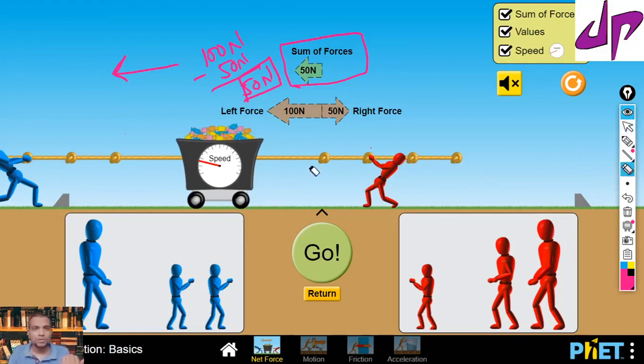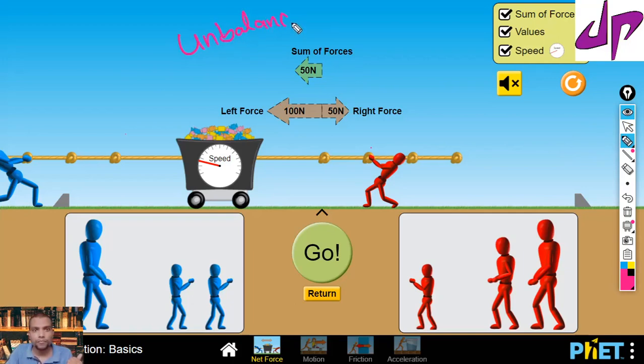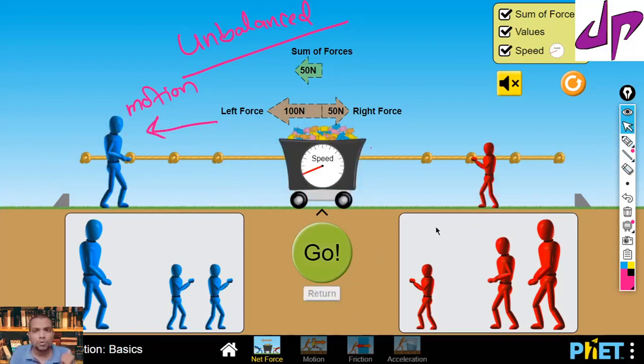Why is the cart moving in my left direction? Because on my left direction, what is more? The resultant force is more. In this case, the force is unbalanced. This unbalanced force causes the cart to move. Before, the cart was at rest; now the cart is in motion and it is also moving at a certain speed. So an unbalanced force causes the object to move or come to rest.